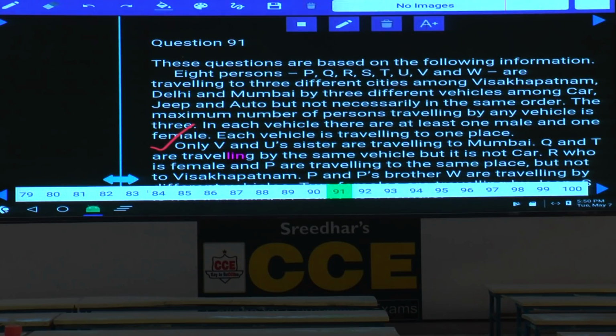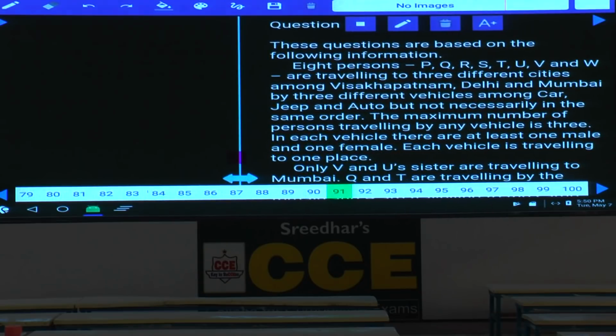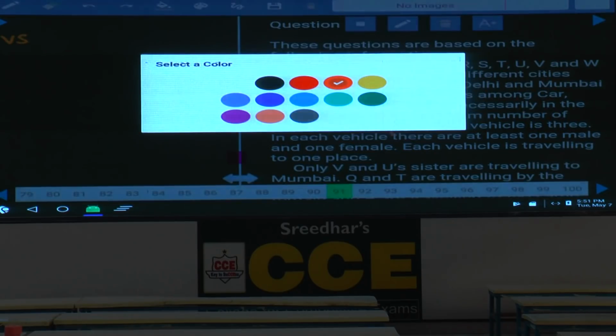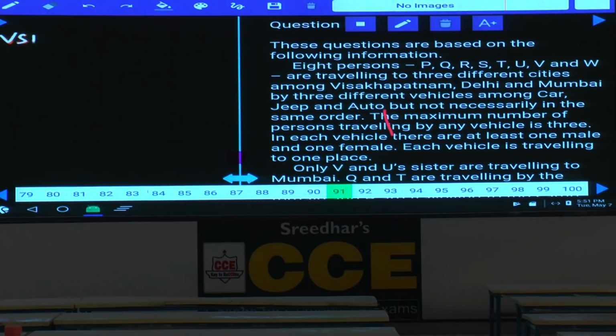Now in this 91 to 95, what is the information given here? 8 persons, P, Q, R, S, T, U, V, W are traveling through 3 different cities. How many persons are there? 8 persons traveling to only 3 cities. Hence it comes under which category? Common parameter. What is the parameter which is common? The cities. And what are the 3 cities? Visakhapatnam, Delhi and Mumbai are the 3 cities.